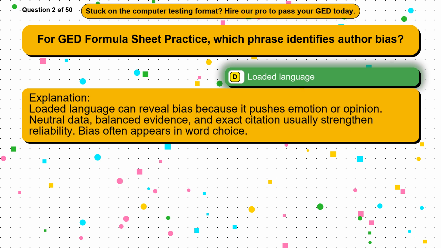Loaded language can reveal bias because it pushes emotion or opinion. Neutral data, balanced evidence, and exact citation usually strengthen reliability. Bias often appears in word choice.